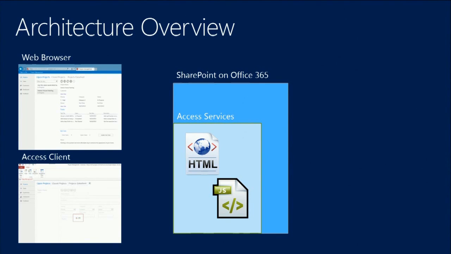So on the server side, we have SharePoint. And everything that we've been doing today has been on Office 365. So you have SharePoint on Office 365. On top of SharePoint is running Access services. Now I've modeled our application as HTML and JavaScript in this Access services box.